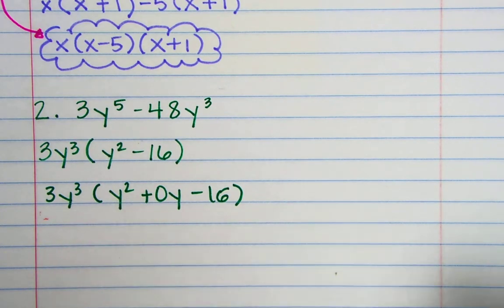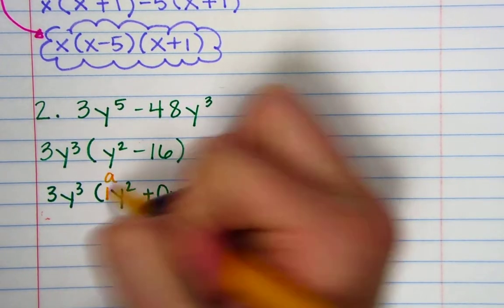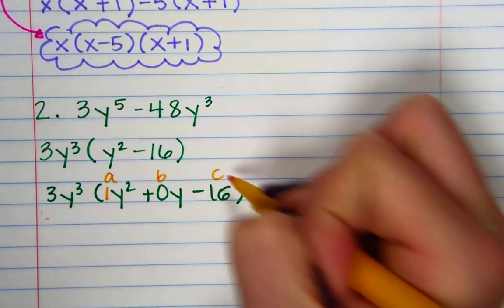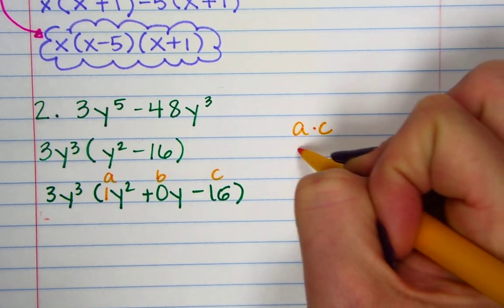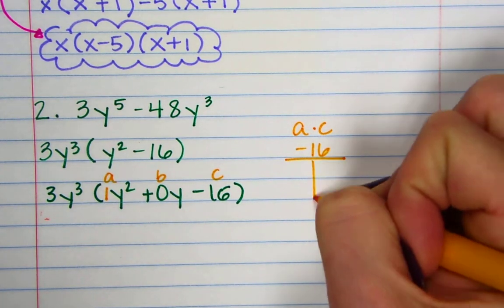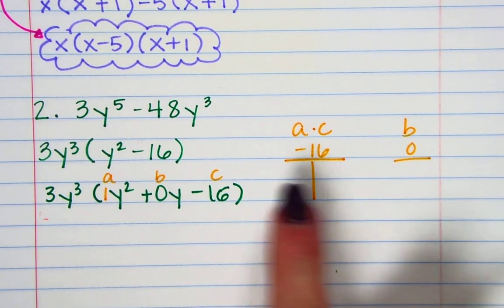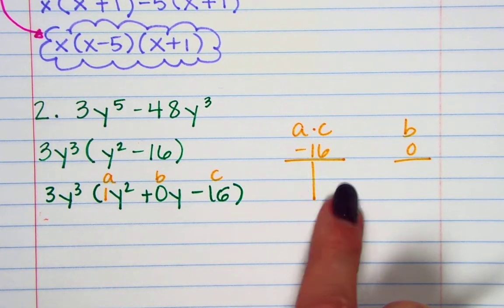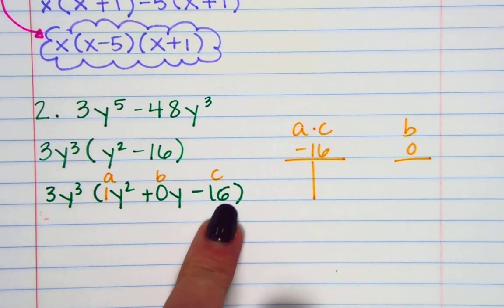Remember, this is where we would do A times C. A is 1 here. B would be 0. C would be negative 16. So what's A times C? Negative 16. Okay, and B is 0. To add up to 0, what do these have to be? They have to be the same. So this number's got to be a square, which it is. 16 is a square number, not negative 16. But one's going to be positive and one's going to be negative.